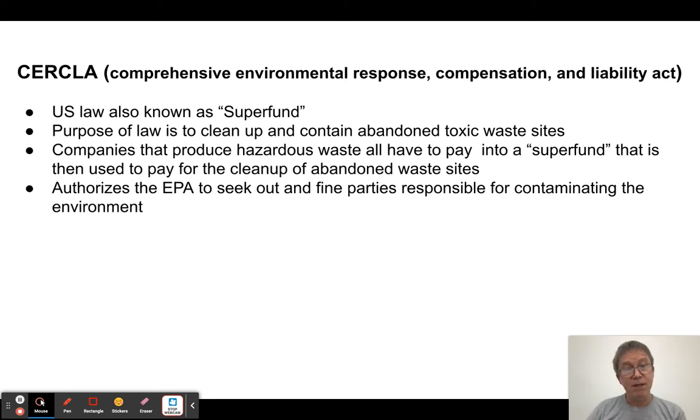If you're going to make this stuff and we know that it's a hazardous substance, you have to pay into this fund. And then the Superfund that everyone's paying into is like taxes, right? It's taxes for making harmful substances. Then the U.S. government, the EPA, is going to take money out of this fund to go to these sites that we found that are abandoned toxic waste dumps.